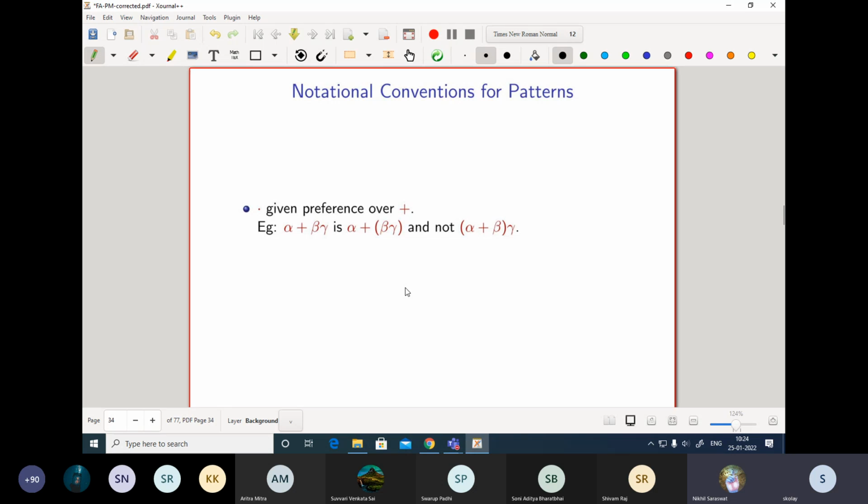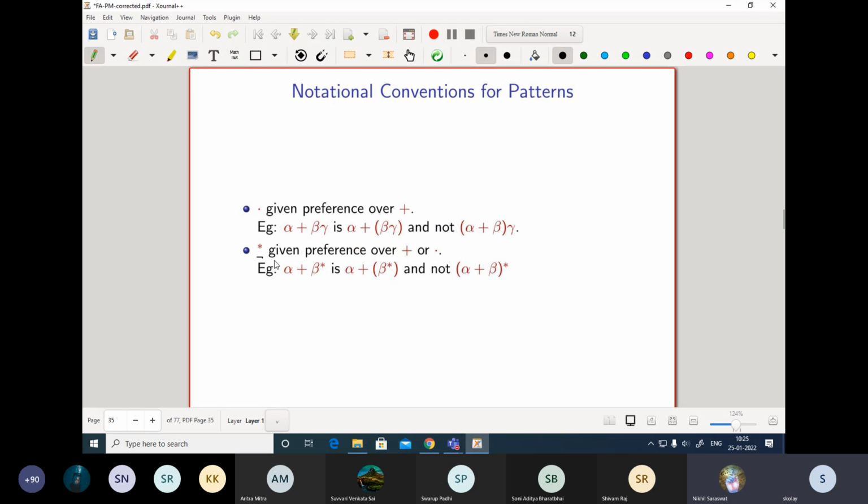Okay. So some notational conventions that we have to follow for patterns, because now we are getting into equivalences and so on. When we are reading a pattern, if proper bracketing is not there, then you will always give preference to the concat symbol over the union symbol. So if you had alpha plus beta gamma and there were no brackets, then you would read it as alpha plus beta gamma and not as alpha plus beta concatenated with gamma. Notice that these are two different things.